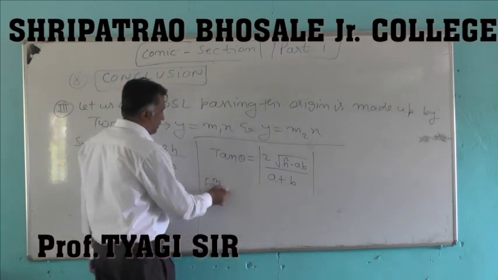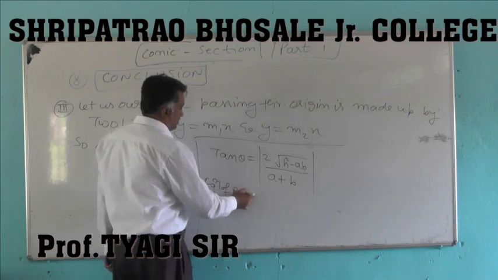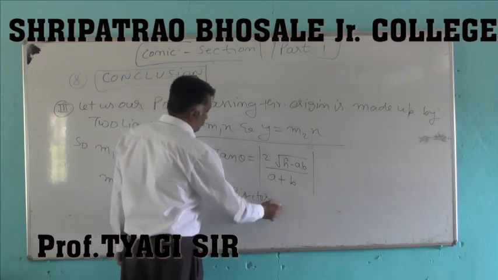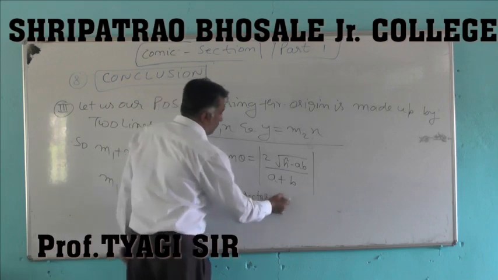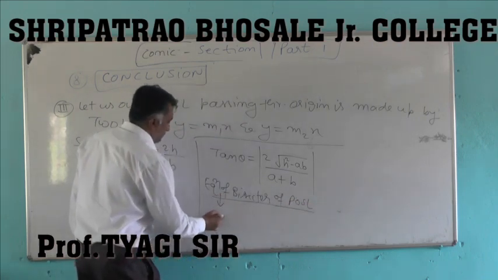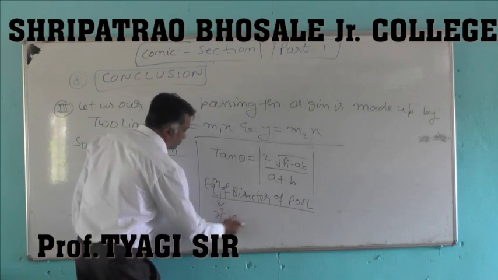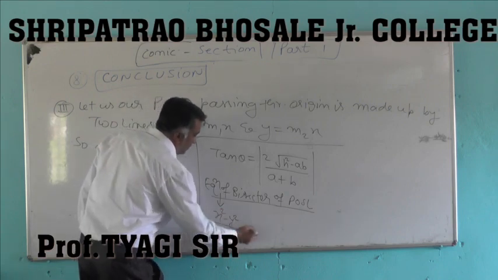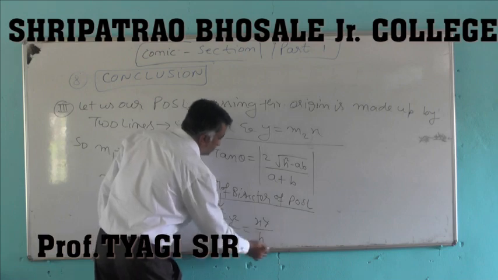And the equation of bisector of pair of straight lines is x square minus y square upon a minus b equal to xy upon h.